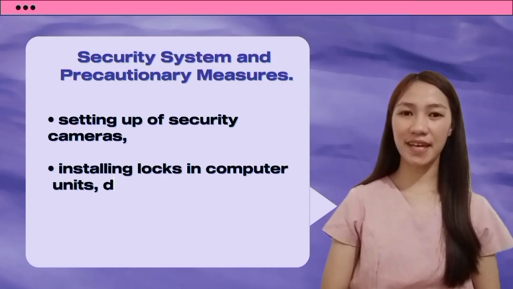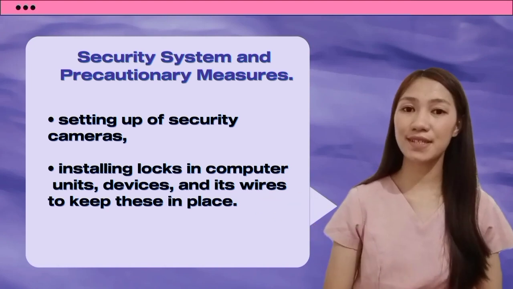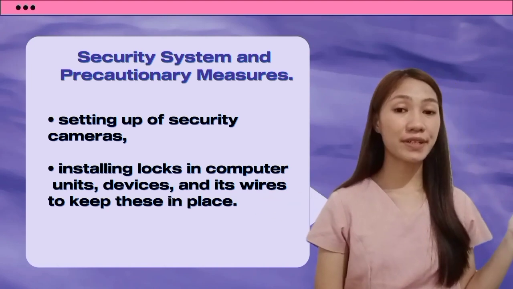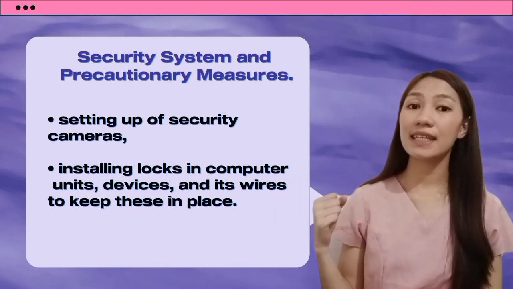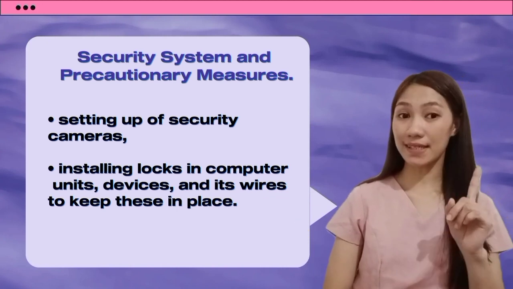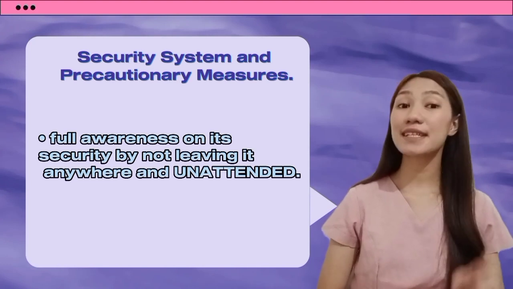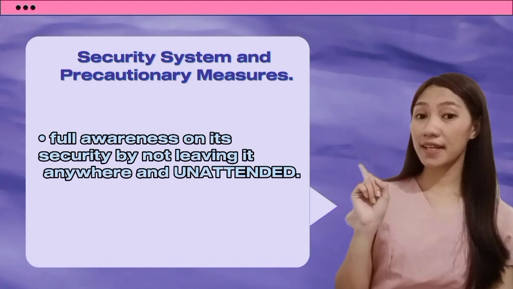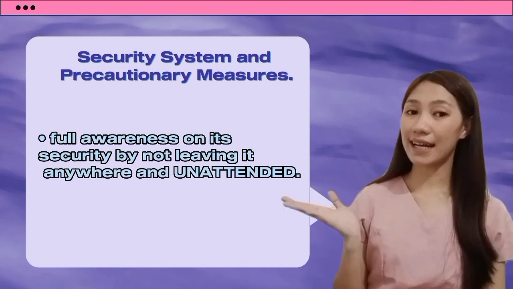To prevent hardware theft and vandalism, security system and precautionary measures are employed in schools such as setting up of security cameras, installing locks in computer units, devices, and its wires to keep this in place. The best precautionary measure in keeping the hardware safe is to have full awareness on its security by not leaving it anywhere and unattended. Alright, so some issues in technology and software will be discussed by the next.